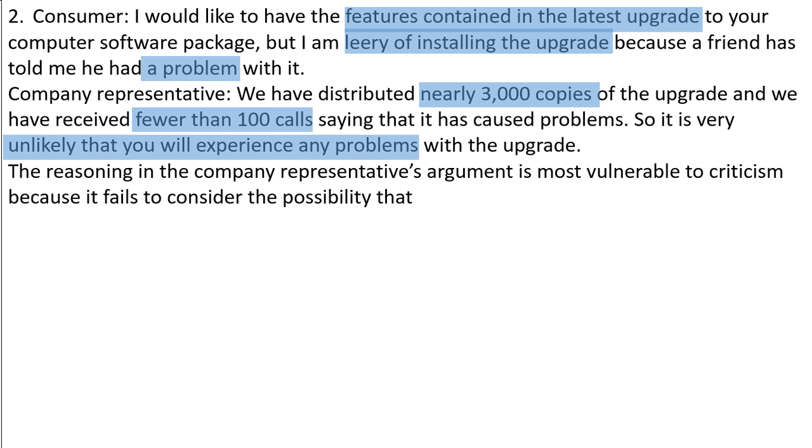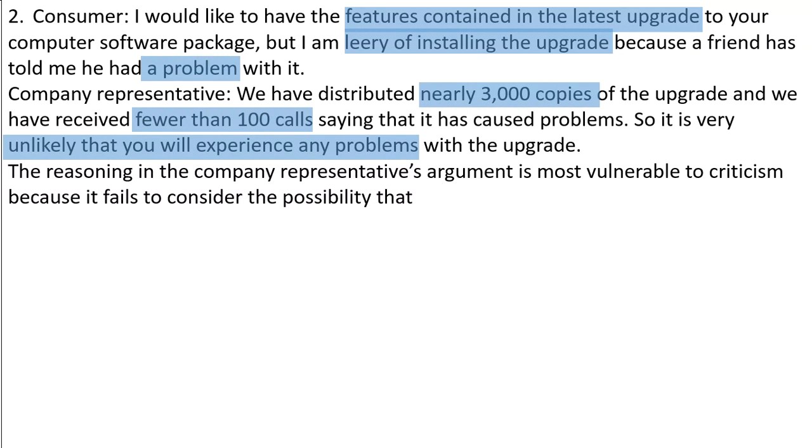Now the question is: the reasoning in the company representative's argument is most vulnerable to criticism because it fails to consider the possibility that... Here we have to find the flaw in the company representative's argument. How can we refute it? The representative's argument is that fewer than 100 calls were related to problems, so the probability of the consumer facing any problem is very low. How can we find a flaw in this?